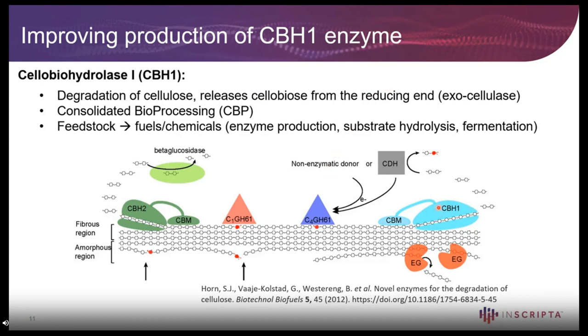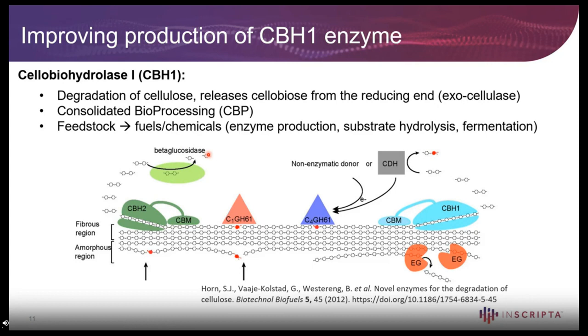So the CBH1 works in conjunction with a lot of other enzymes in the efficient degradation of crystalline cellulose. So you can see the CBH1 here working on the reducing end, cleaving off cellobiose subunits, which is just two glucose molecules linked together. Then an enzyme called beta-glucosidase takes those cellobiose and converts it ultimately to glucose. And why do we care about CBH1? Well, it turns out it's important for an idea called consolidated bioprocessing, or CBP.